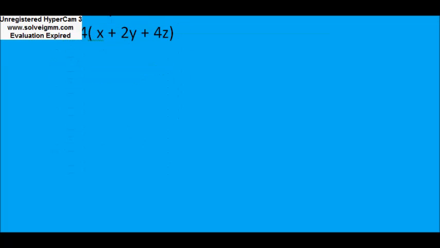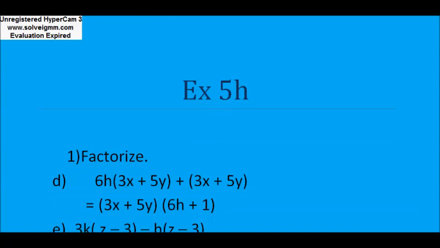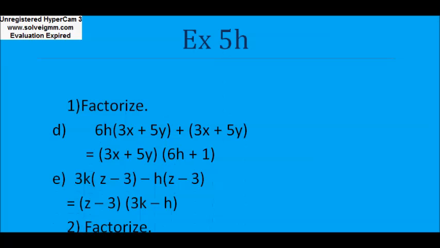And then our next exercise is exercise 5H. Again, the question is factorize. Part D, I will explain. Hardly 2-3 questions here because the whole exercise is on the same pattern. Part D: 6h into 3x plus 5y plus 3x plus 5y.